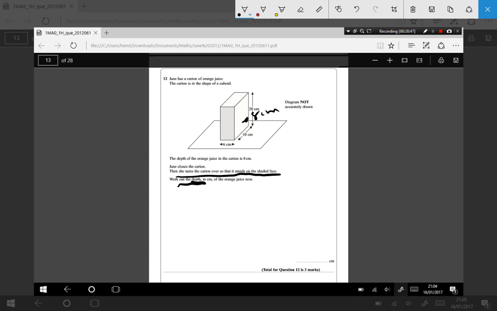So first we need to find the volume. How much of the orange juice is there? So we do 6 times 10 times 8, which is 480 centimeters cubed, which is how much juice there is in there already. So 480 centimeters cubed is how much is in there, okay?